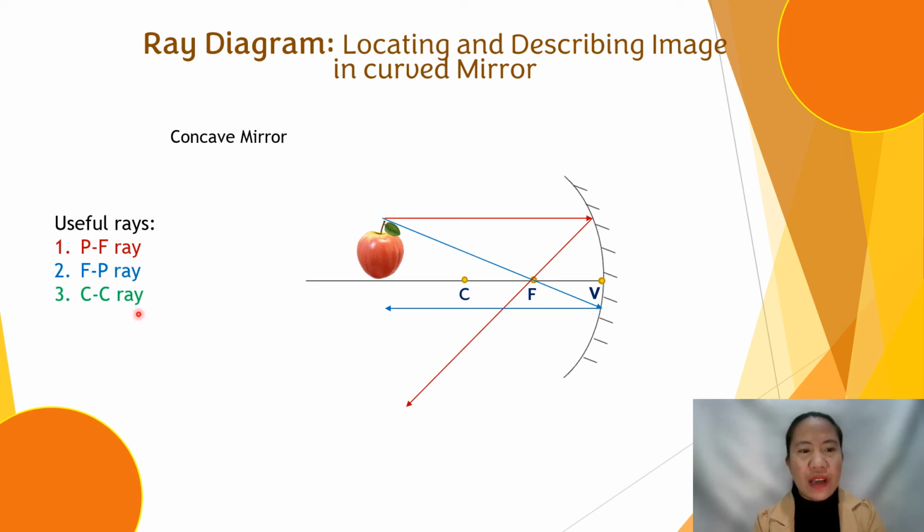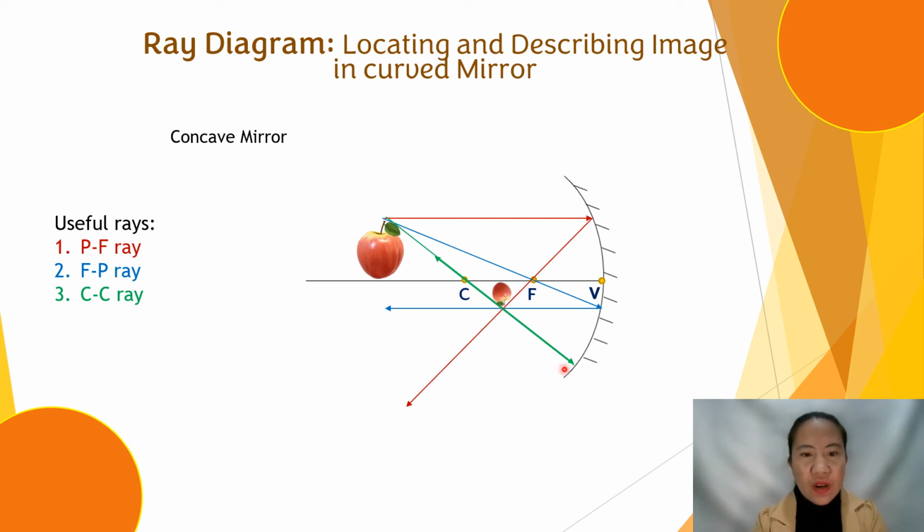Okay, another one, you have the CC ray. So, from the tip of the object, dadaan sa center of curvature, then babalik sa kanyang original na path. Okay, that one. So, did you get that? So, you see, these rays have intersected in this particular point.